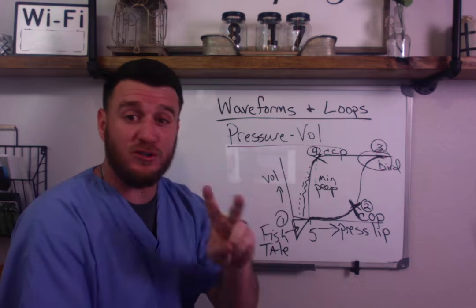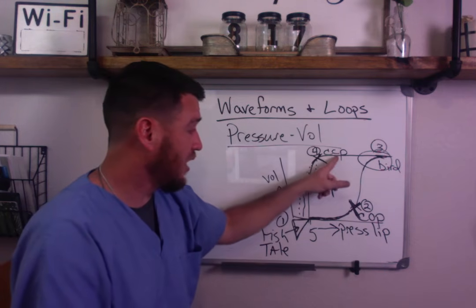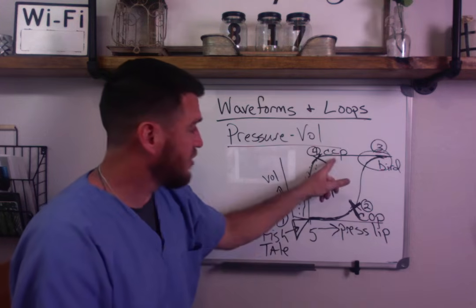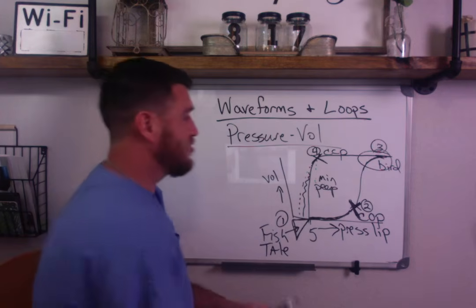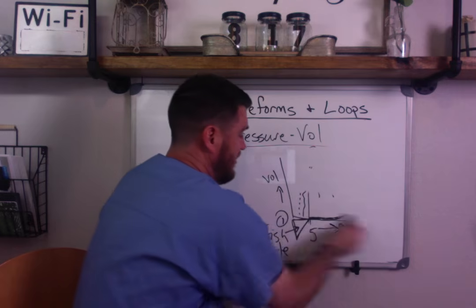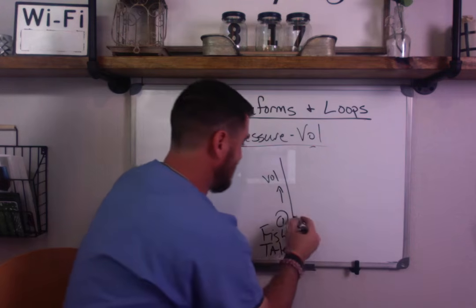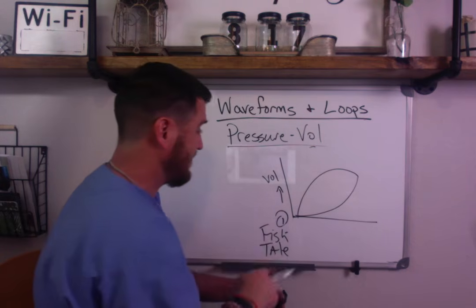We also have 2 critical points: critical opening, critical closing. Critical opening will point us to optimal PEEP. Critical closing will point us to minimum PEEP. Okay? And then there's 2 things left on this waveform that you need to be able to identify, and that is this. If this is normal, that's actually not normal.